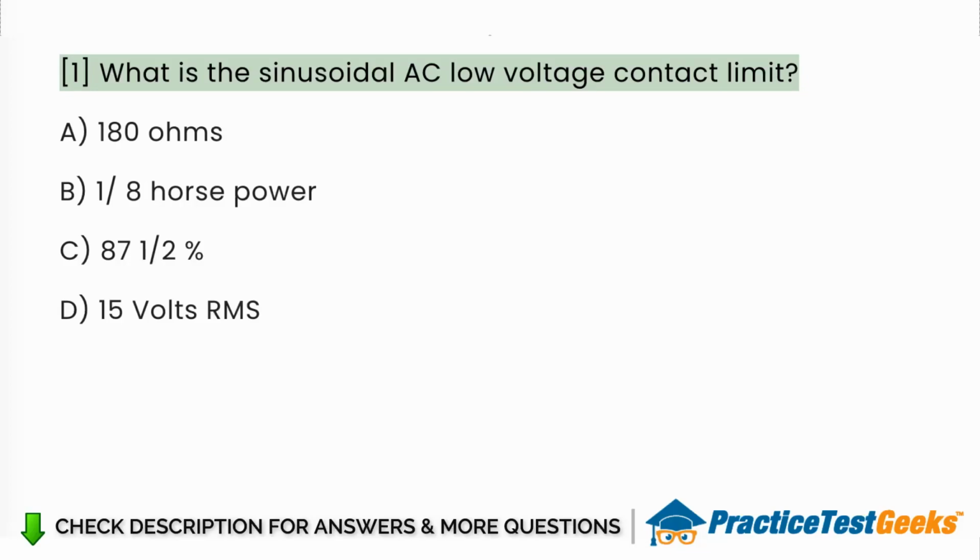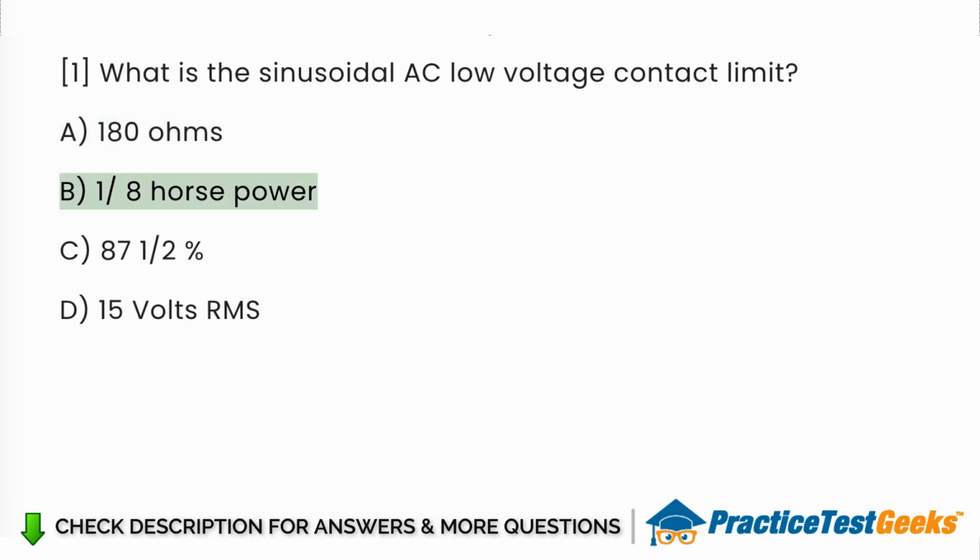What is the sinusoidal AC low voltage contact limit? A. 180 ohms. B. 18 horsepower. C. 87.12%. D. 15 volts RMS.